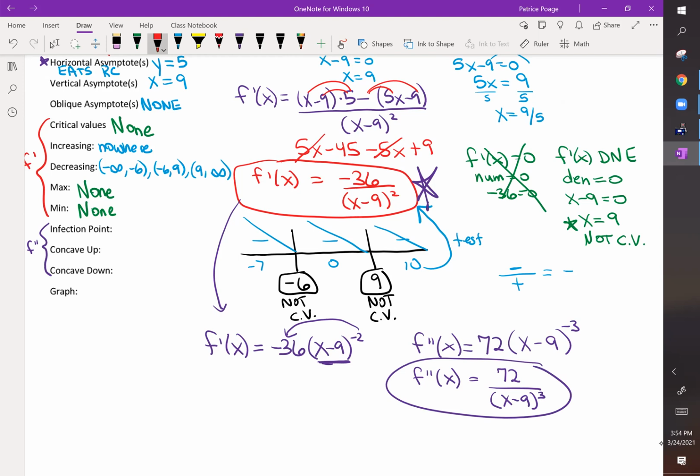Now I want to know where the second derivative equals 0 and where the second derivative does not exist. It's going to equal 0 wherever the numerator equals 0. But 72 is never going to equal 0. So that does not give us any possible inflection points.